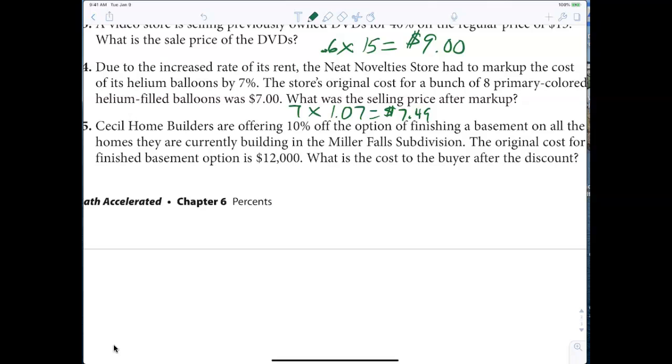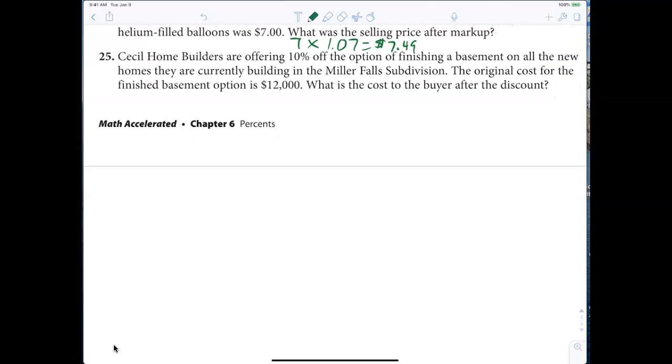Read it for me, buddy. What's the cost to buy after discount? So tell me what to do. So 12,000 times 0.9, which is 10,800. Thank you. $10,800.